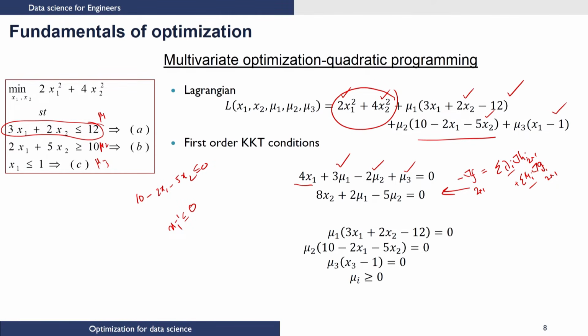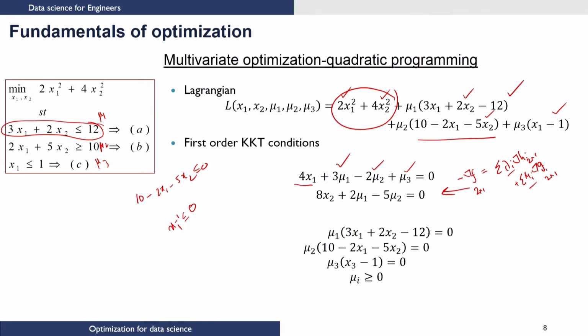So, if you notice all of this, you see that I have two equations. However, I have 5 variables that I need to compute. I need to compute a value for x1, I need to compute a value for x2, and then I need to compute mu 1, mu 2 and mu 3. So, let us see how we do that.